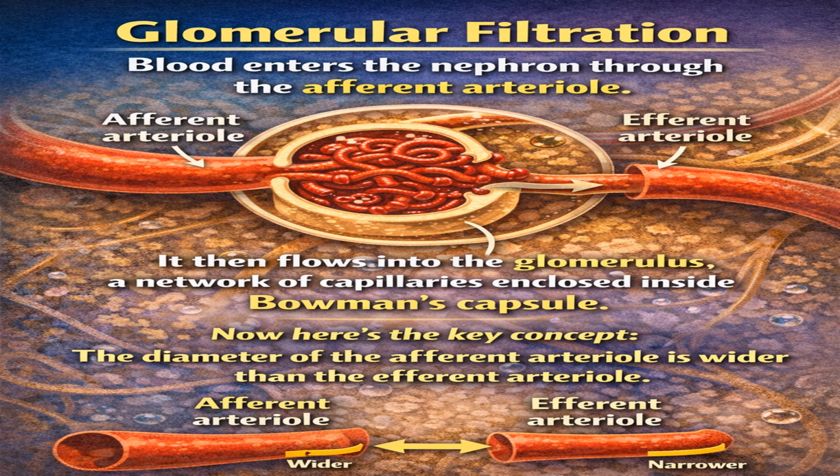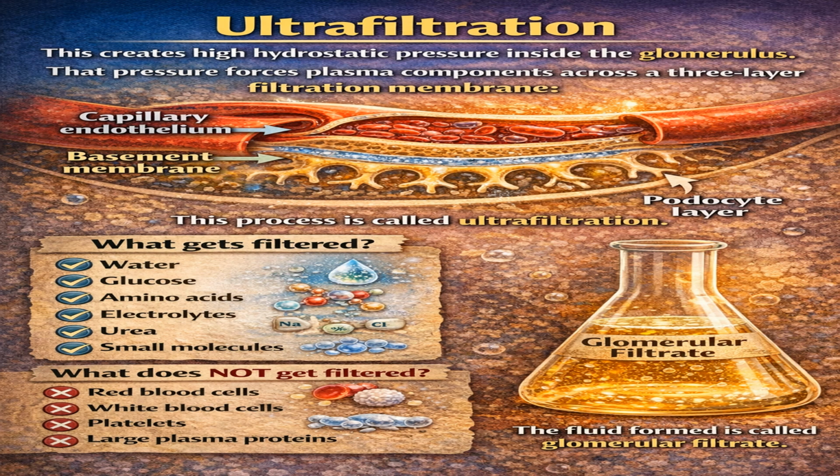And you should remember the components of the three-layer filtration membrane, that is first the capillary endothelium, second the basement membrane, and third the podocyte layer. This process is called ultrafiltration. Now, in the process of ultrafiltration, what gets filtered? First, glucose, second, water, third, amino acids, electrolytes, urea, and other small molecules. But what does not get filtered are the red blood cells, white blood cells, platelets, and large plasma proteins. The fluid formed is called glomerular filtrate.